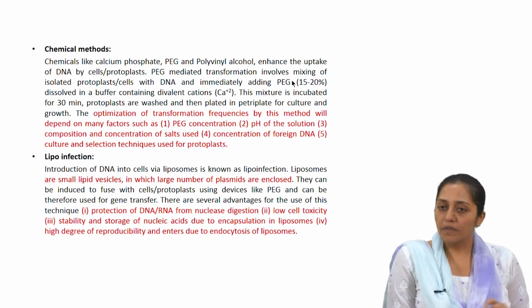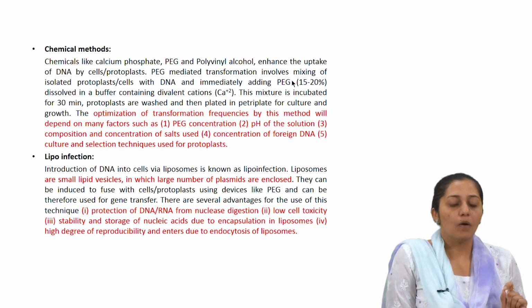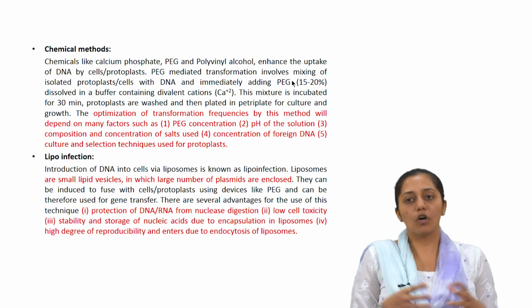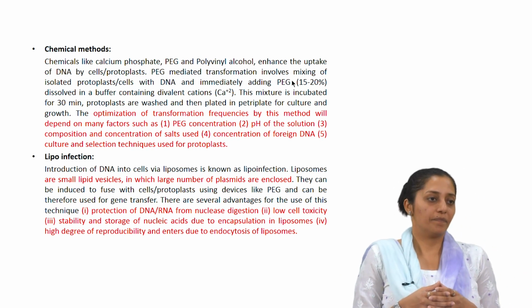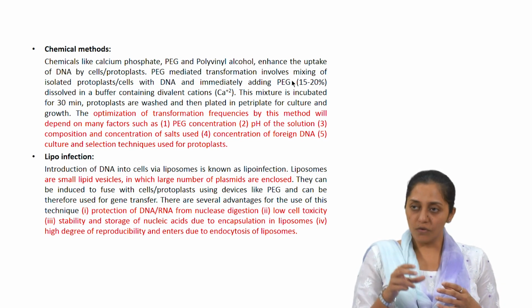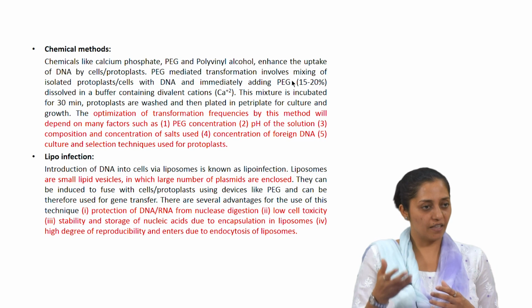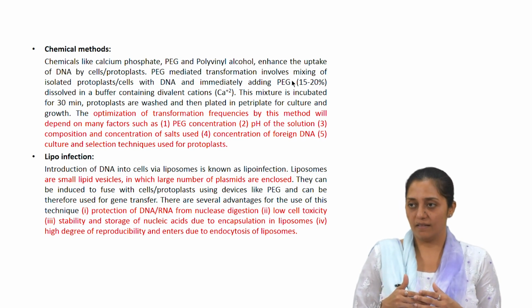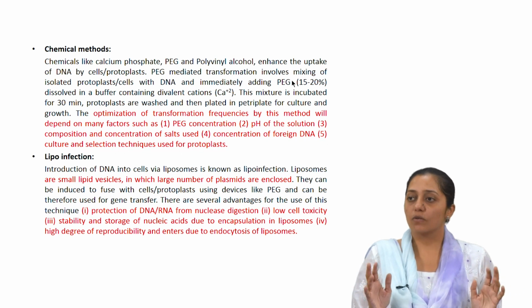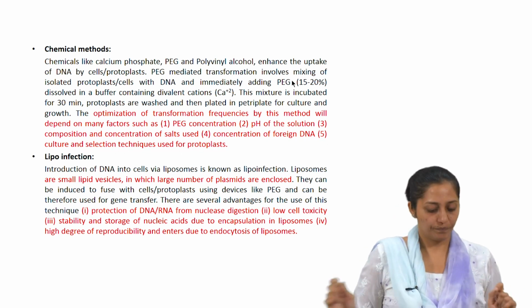Now some of these methods you need to go back and check. What they do is they try to condense or concentrate the DNA, reducing the proximity between the extracellular DNA and the plant cell membrane, which would increase the probability of success. So that is what these things do.